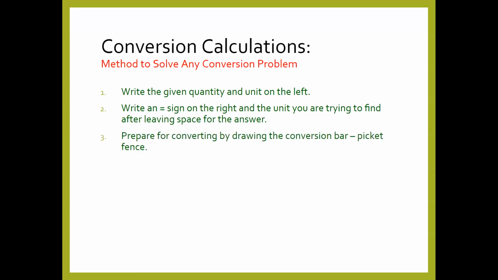After that, you're going to prepare for conversion by drawing the picket fence. The picket fence looks like a football goal, or the crosshairs that you'll see me draw here. Okay, then 3A says write the given unit on the bottom.